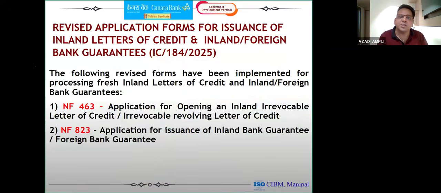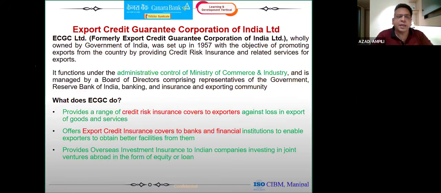Yes, revised application forms for issuance of inland letters of credit. And for inland LC, somebody wants to take, the application is NF 463. Inland as well as foreign bank guarantee, some customer wants to take, it is NF 823. Please remember these two numbers, NF 463, NF 823, 184/2025.